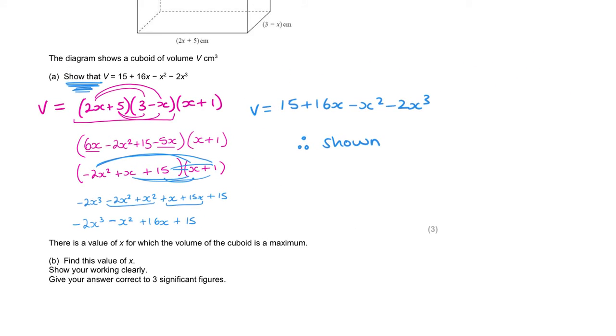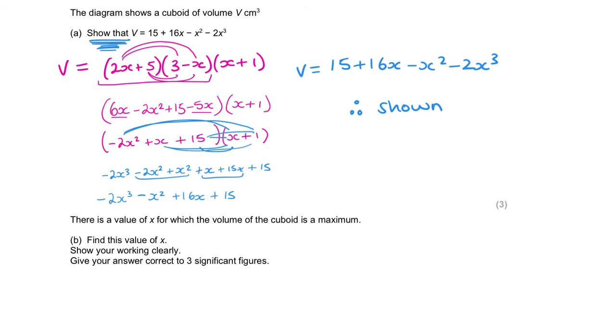Amazing. It now says there is a value of x for which the volume of the cuboid is a maximum. If this is a maximum, what do we know about maximums? The gradient is 0. The gradient function equals 0. So that means the differential of the volume with respect to x equals 0. It says find the value of x and give it correct to 3 significant figures.